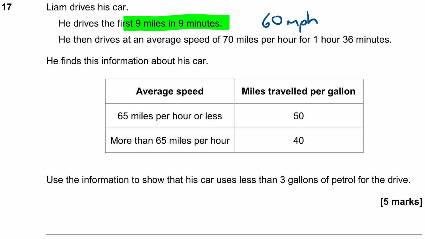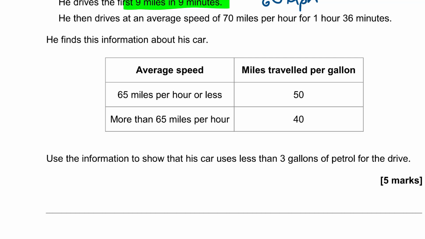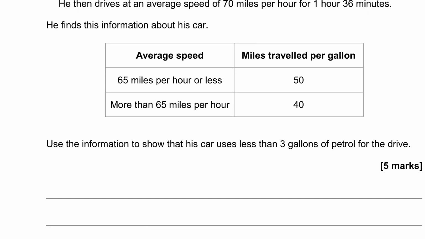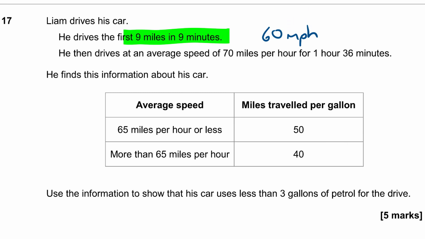section of the journey. Then he drives his car over 65, so he's going to be doing a slightly less rate for the next 1 hour and 36 minutes. So let's work out what the amounts are then. Miles traveled per gallon, 50. So if you can do 50 miles per gallon, how many gallons is it going to take to drive 9 miles?